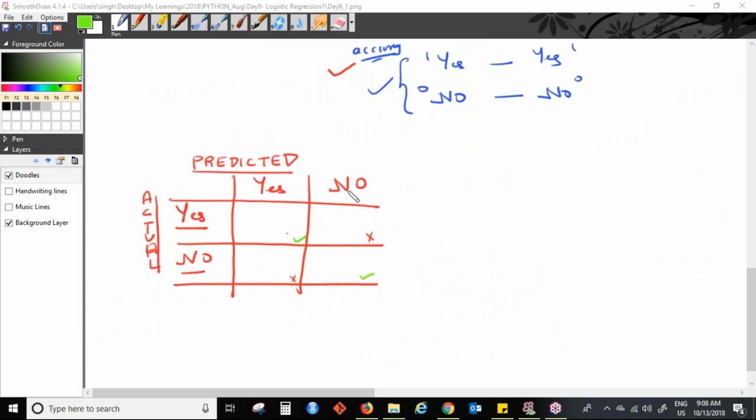Let us actually see this with an example. Let me give you a hypothetical case, where you have actual values and predicted values. Don't worry about how these predicted values came, because we are yet to go into logistic regression. Right now just assume that we somehow got the predicted values.